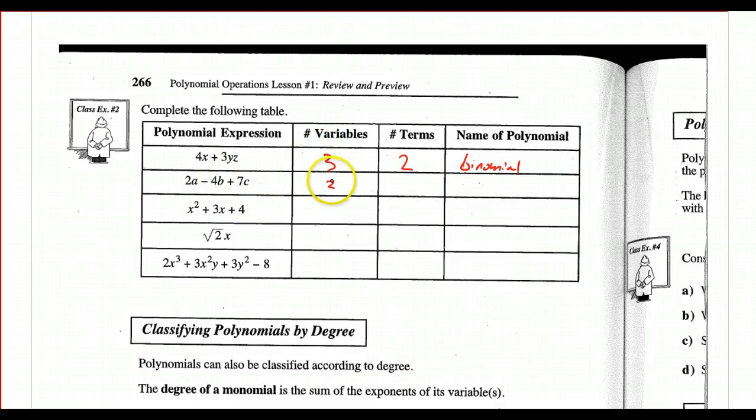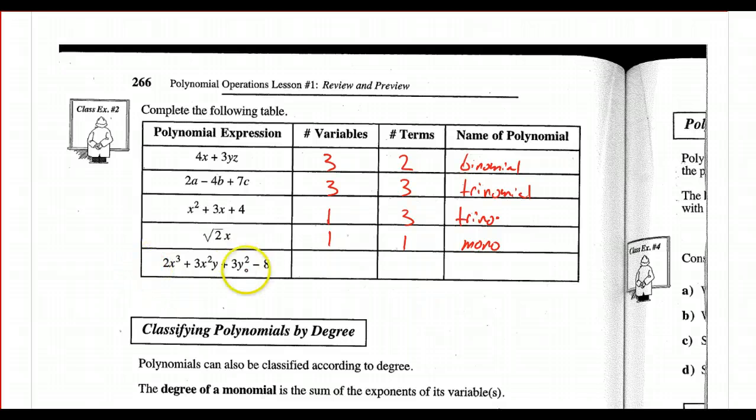Here I have three variables, a, b, and c. Three terms, so trinomial. Here I have three terms again, so trinomial. I'm just going to write tri, but I have only one variable, and that's x. Here I have one term, so monomial, and I have one variable.